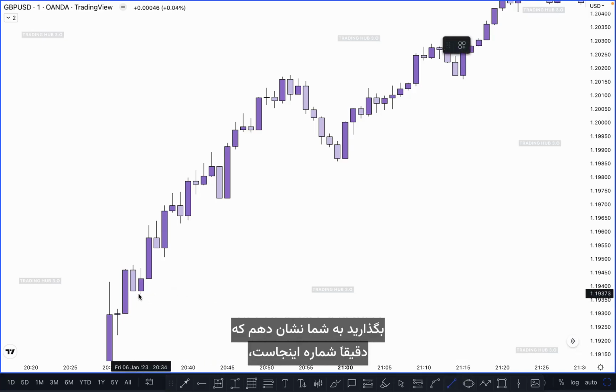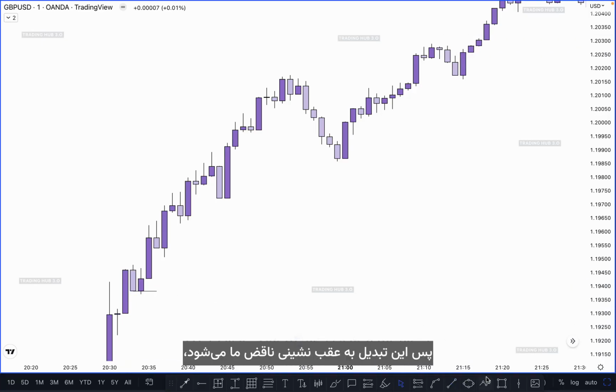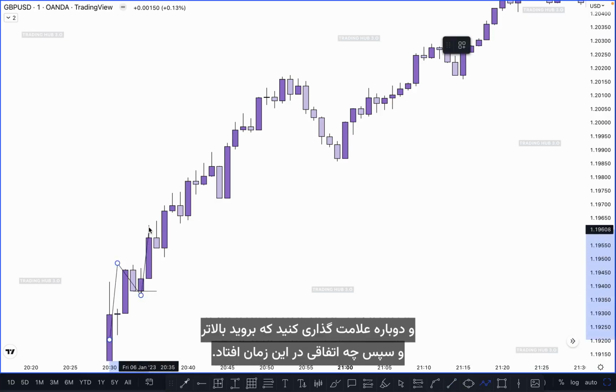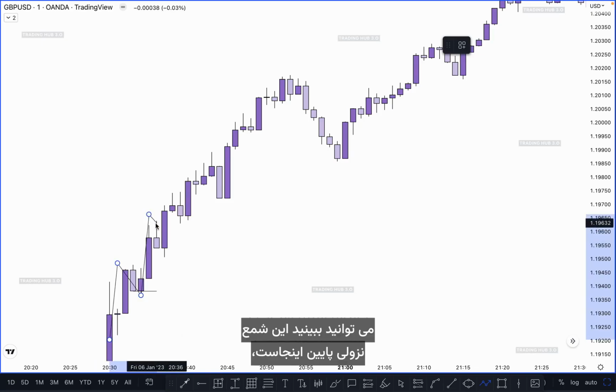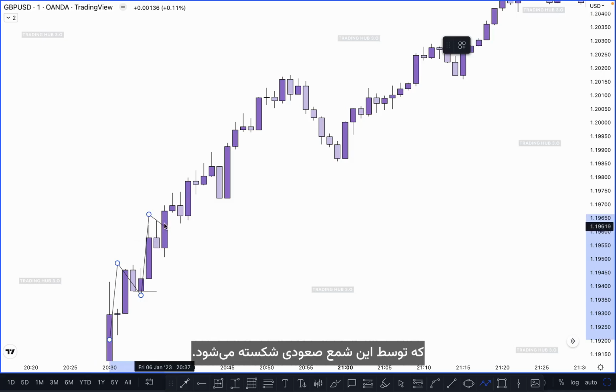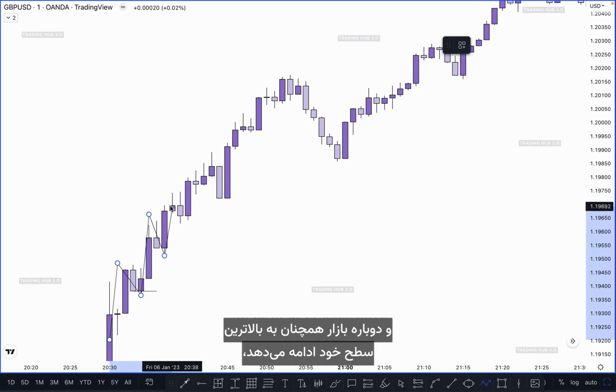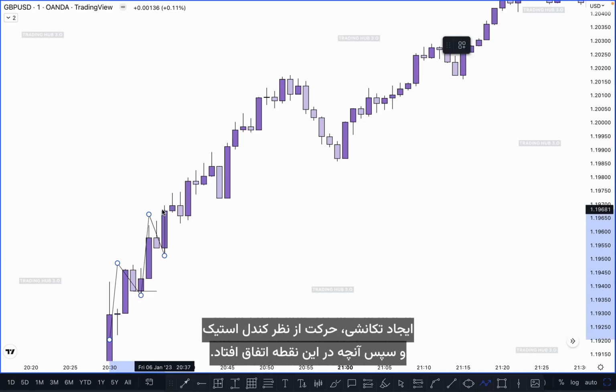Let me show you exactly here. So this becomes our valid pullback like this. And again the market goes higher, and what happened this time? You can see this bearish candle low is here, which is broken by this bullish candle. So this becomes our valid pullback here, and again the market continues going higher, creating an impulsive move in terms of candlesticks.